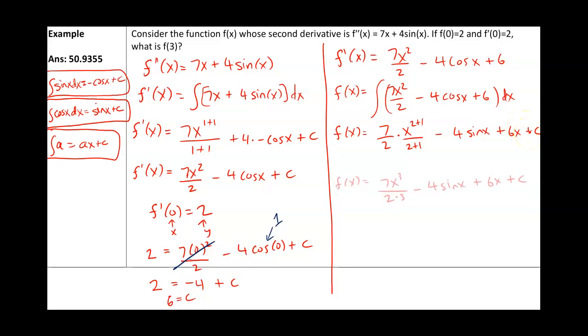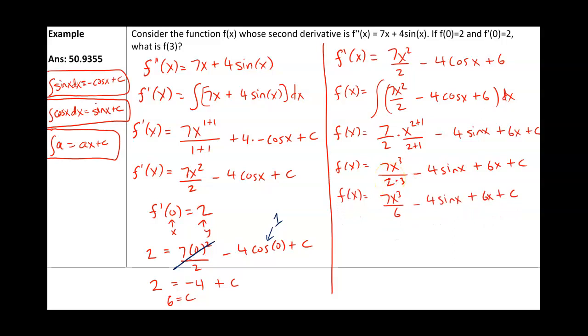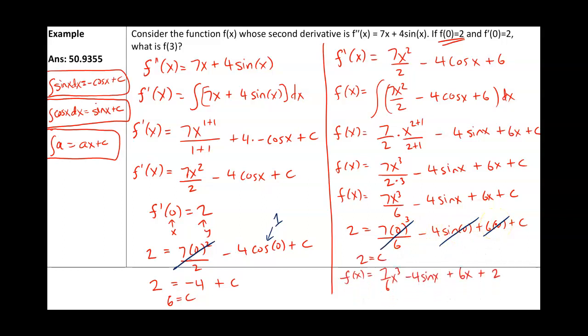Let's simplify this. We have 7 over 2 x cubed over, now this is going to be x cubed over 3, right? So you have your 2 times 3, which is going to multiply to 6. But we're not quite done because we still want to find out what c is, and f of 0 is equal to 2. So I replace the y value with 2, replace all the x values with 0, and then all of these are 0, 0, 0, so we get c is equal to 2, and this becomes our final function.